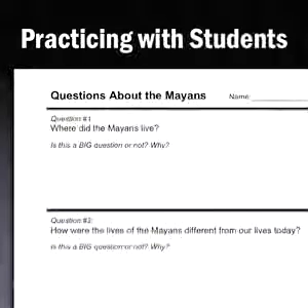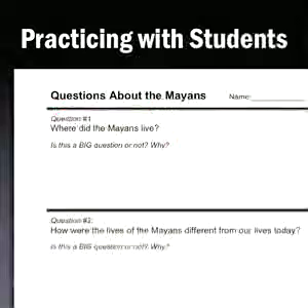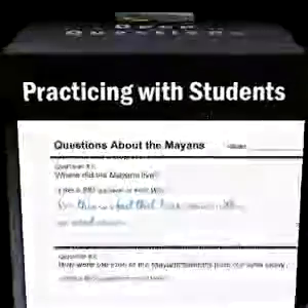Let's look at a sample of practice questions about the Mayans. We want to apply our class definition to this set of questions. Students identify which questions are big and which ones are not. But the most important part of this exercise for students is to explain why. When they can explain their reasoning, they get a chance to cement their learning.